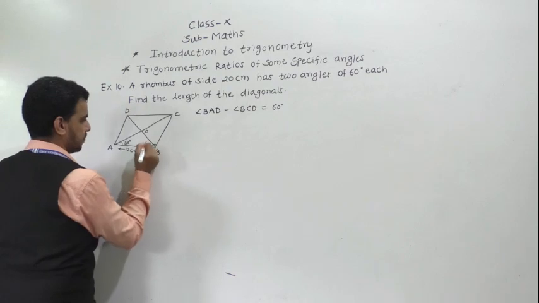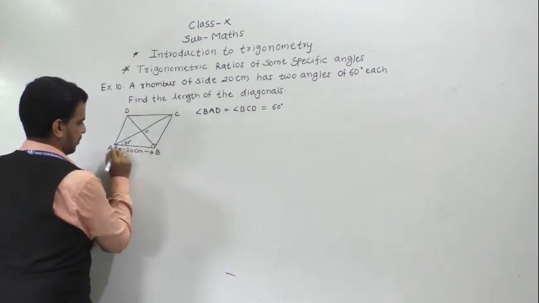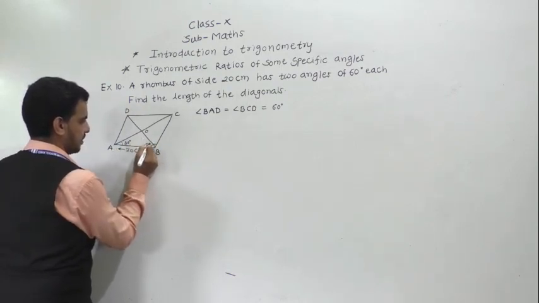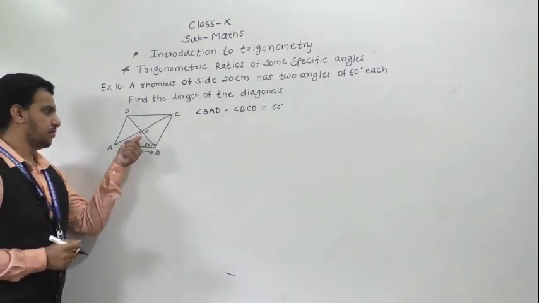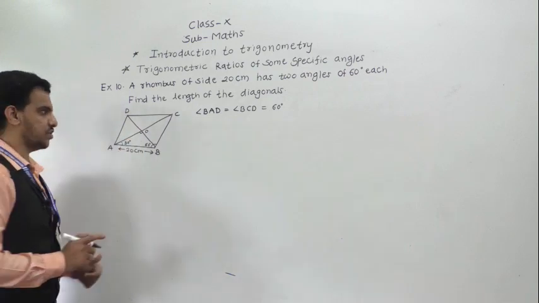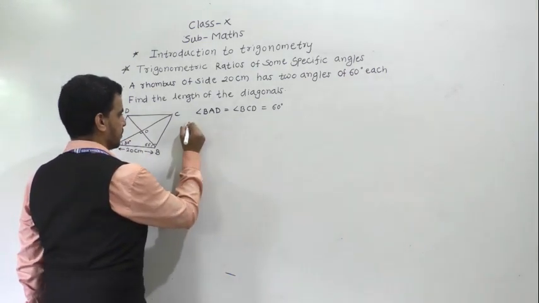So if the total angle is 120 degrees, angle ABO is 60 degrees, and this angle is 90 degrees, because diagonals of a rhombus are perpendicular bisectors of each other. So first we have to write this property.